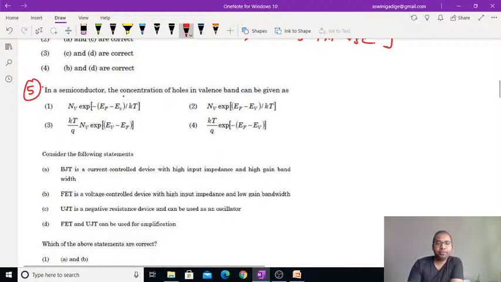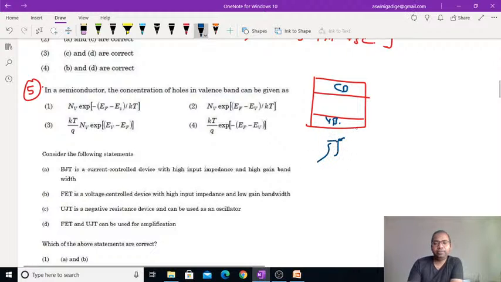And coming to the fifth question: in a semiconductor, the concentration of holes in the valency band can be given as. As I told previously, the energy band diagram looks like this, with the conduction band and the valency band. If we supply some energy to this, then electrons get excited, and valency electrons become free electrons. That means the movement of electrons takes place from the valency band to the conduction band. And the conduction band has the electrons and the valency band has the holes.